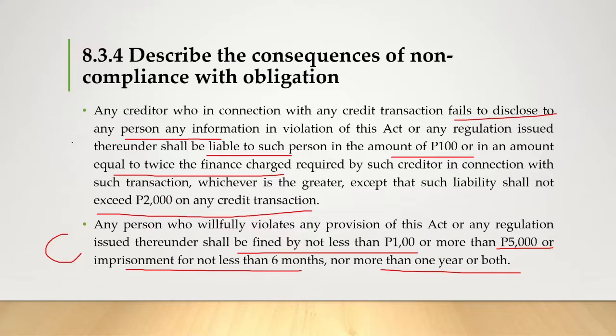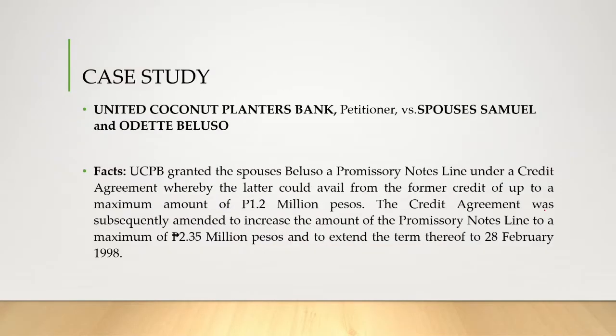Yung section 6A on the other hand, it clearly provides for a civil cause of action for failure to disclose any of the required information to any person in violation of the act. So the penalty therefore is the amount of 100 pesos or in an amount equal to twice the finance charge, whichever is greater, except that the liability shall not exceed 2,000 pesos on any credit transactions. So now we're done with the consequences of non-compliance with the obligations.